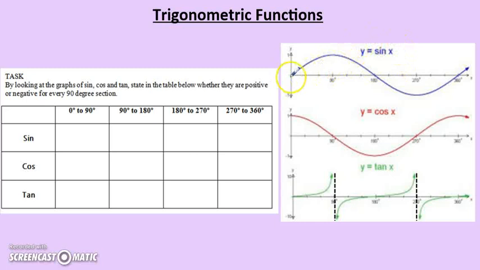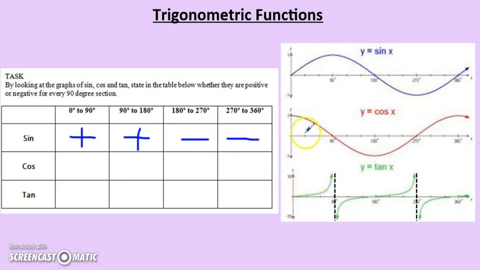Okay, so between 0 degrees and 90 degrees, we can see that this curve is above the x-axis. So the blue curve is above the x-axis. That means that sine x is positive between 0 and 90. Between 90 and 180, still positive. Okay, after 180, it becomes negative. 180 to 270, we've got negative, and 270 up to 360, we've also got negative.